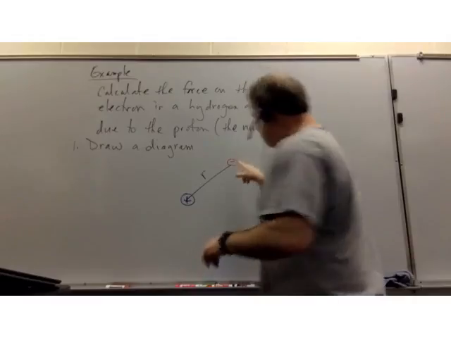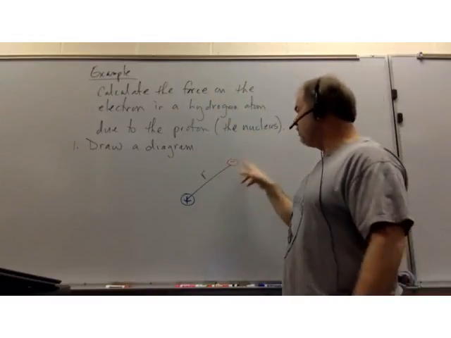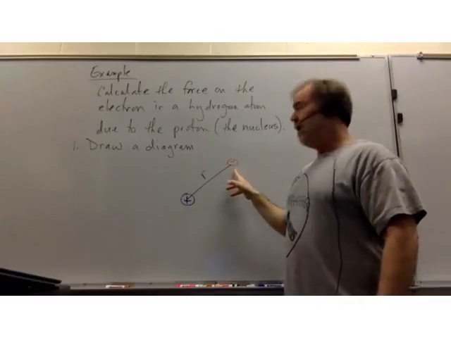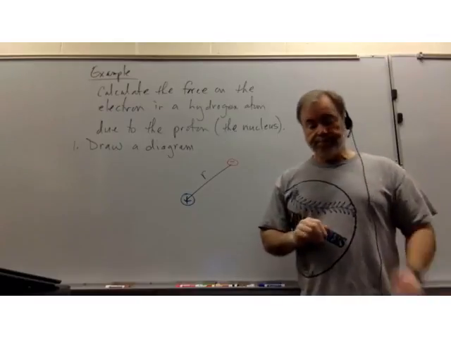We're going to draw the force vector on the electron, because that's what we're asked for, the force on the electron. So we're going to draw the force vector on the electron, and we'll have to figure out what direction it points.